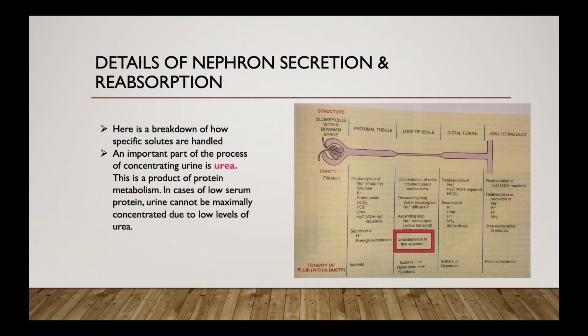What's important to know is that urea is important in the concentration of urine. Urea is a product of protein metabolism. If we have low protein due to some type of malnutrition, the urine cannot be maximally concentrated. And this comes down to the simple basics of oncotic pressure. If we don't have the urea in our serum to pull the water back out, we're going to lose some of it, and so that makes it difficult to concentrate the urine.